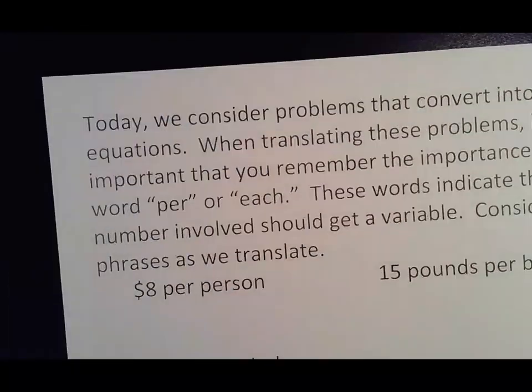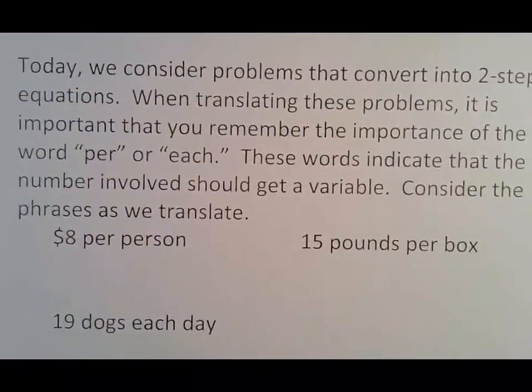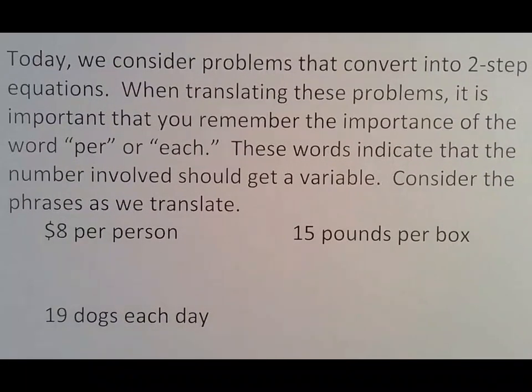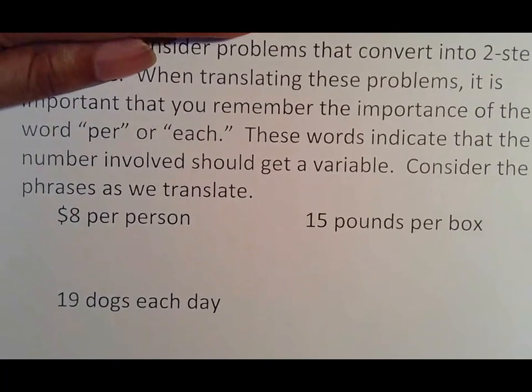Now let's move on to what we're doing today. Today we're going to consider problems that convert into two-step equations. When translating these, it's important that you remember the importance of the words per or each. These words indicate that the number involved should get a variable. So remember the phrases that we translated before.